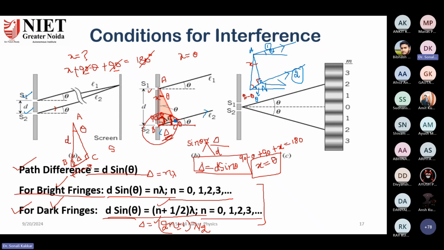As we know, sine theta is equal to perpendicular upon hypotenuse. So sine theta is equal to what is perpendicular? Delta, that is the path difference between the rays, upon what is hypotenuse? D. So cross multiply, you get delta is equal to D sine theta. Now is it clear? Yes, ma'am. Thank you. Okay, you all note this down.